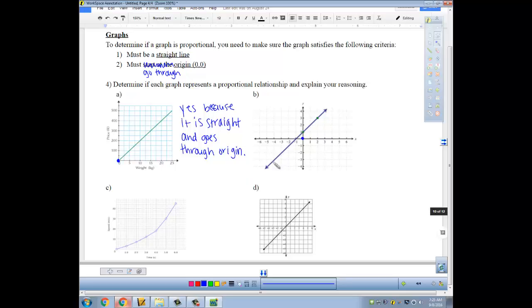Part B, I want to see, is it straight? Yes. Did it go through the origin? No. It passed the origin. So we're going to say no, because it did not go through the origin.